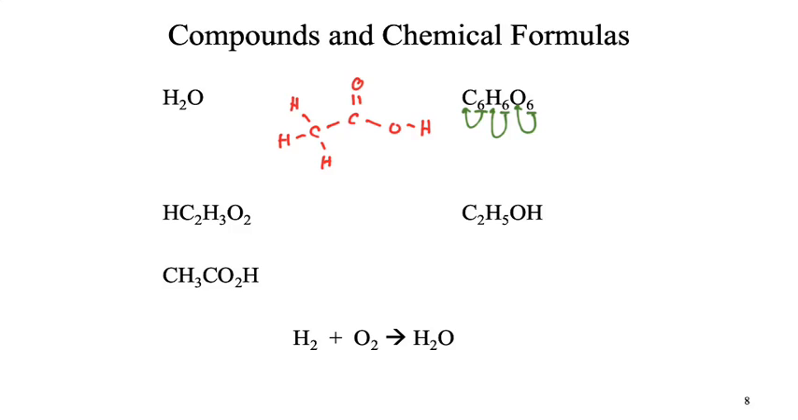What would be a formula for that? How many carbons? C2. How many hydrogens? 4. How many oxygens? 2. This formula here versus that formula there. I wrote them different. Why would I write them differently? What is the point to changing the sequence of those symbols?